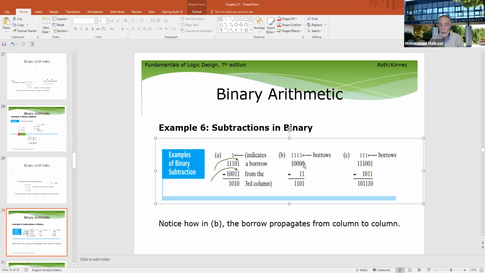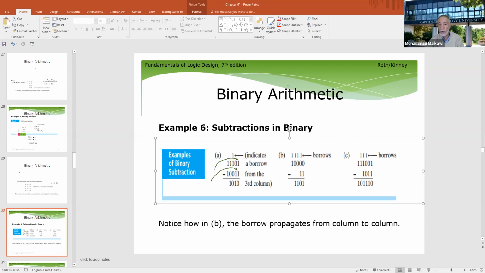Now, this is another example with lots of borrows. So this is 2, 4, 8, 16 minus 3, and the result is 13. So I take 1. If I subtract it from a 0, I have to borrow a 1. But this 0 doesn't have a 1. So I keep moving this 1 all the way to the left. So this becomes 1. Oh, I'm sorry, 1 minus 1 is a 0 because this is 1. So it's a 0. And this is 1 minus 0 is a 1. 1 minus 0 is a 1. And the last one is a 0.